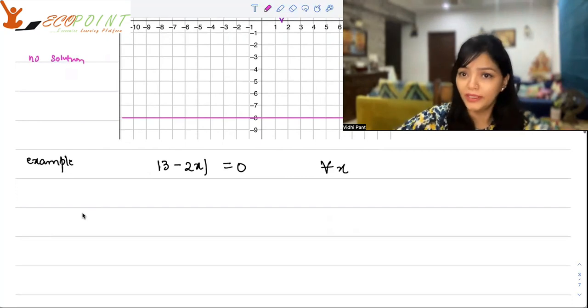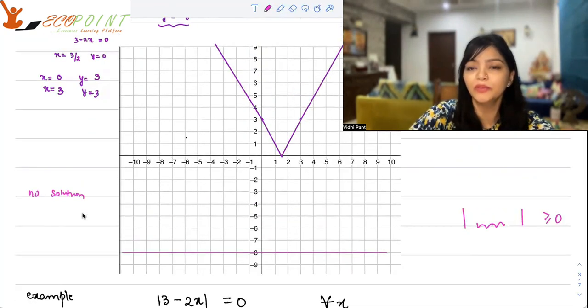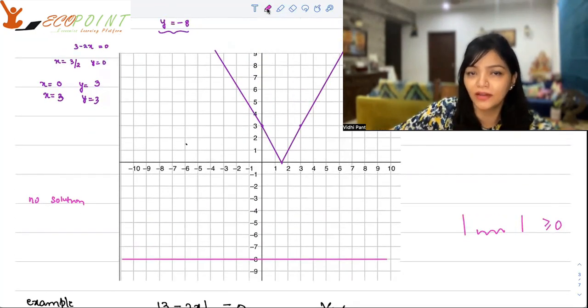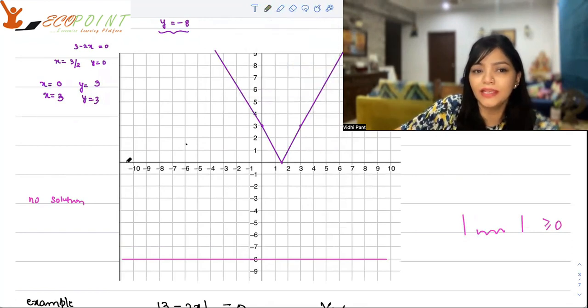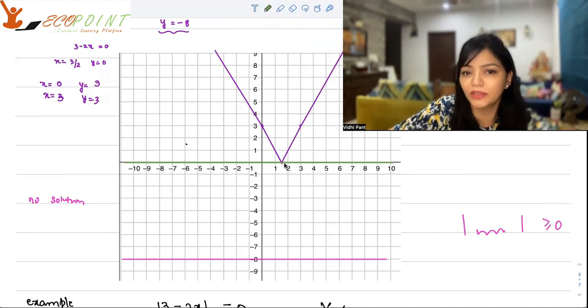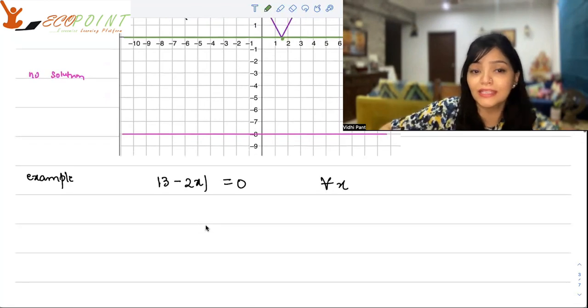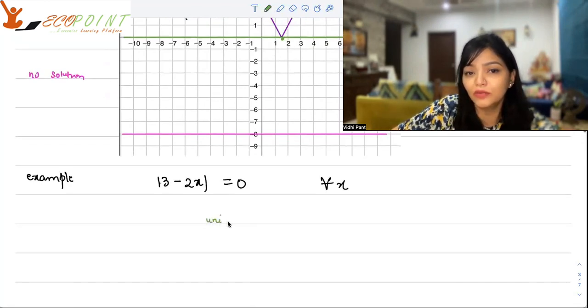But yes, when 3 minus 2x is equal to 0, what is happening then? I'm going to make use of this graph itself. In that scenario, what are we saying? We're saying the other concerned function is y equals 0. That means we're here. And that gives me a unique solution. In this case, I will have a unique solution.